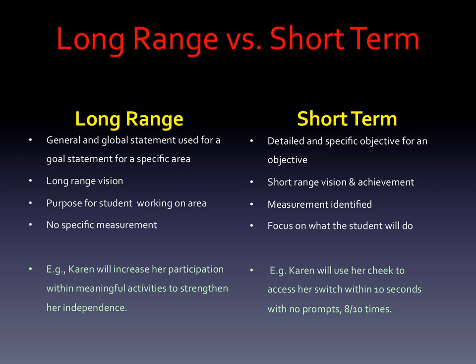Now, objectives, on the other hand, need to be detailed and specific to an actual task that can be measured. The vision in this case is much shorter and, in fact, may be just the next few months or upcoming term in school. I like to ask myself, so what would this actually look like for the student? What will the student actually do? For example, Karen will use her cheek to access her switch within 10 seconds with no prompts 8 out of 10 times. We're getting a lot more specific here.